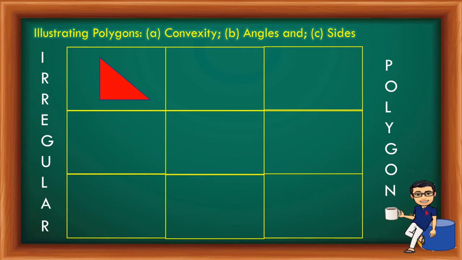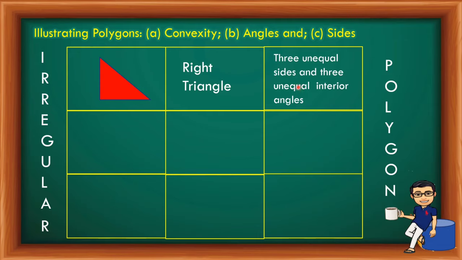Tulad nito. So na-present na rin natin yan kanina. Ang tawag dyan ay right triangle. So obviously 90 degrees ito. Ito naman ay unequal din. So 3 unequal sides. Itong mga side nito hindi pare-pareho na sukat. And 3 unequal interior angles. Ito yon. Magkakaiba yan ng sukat.